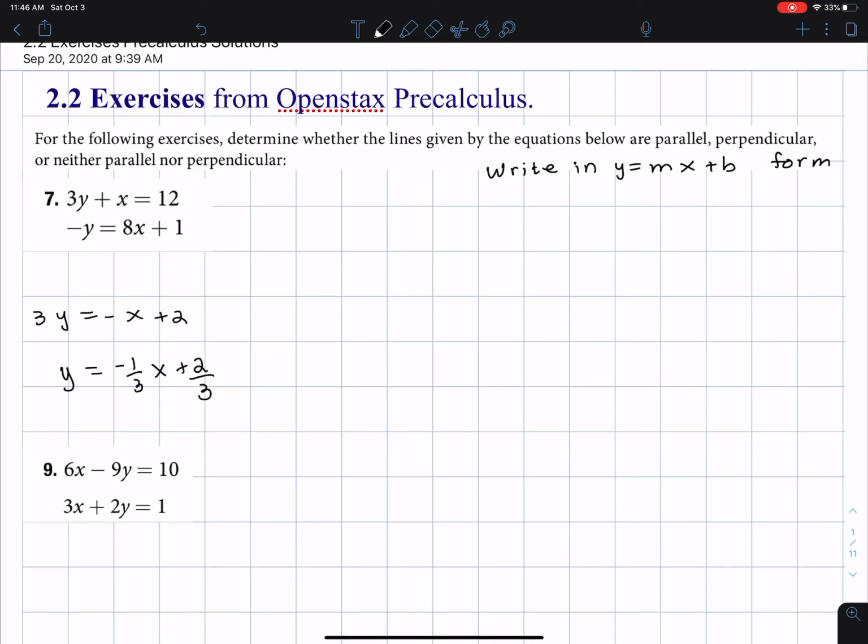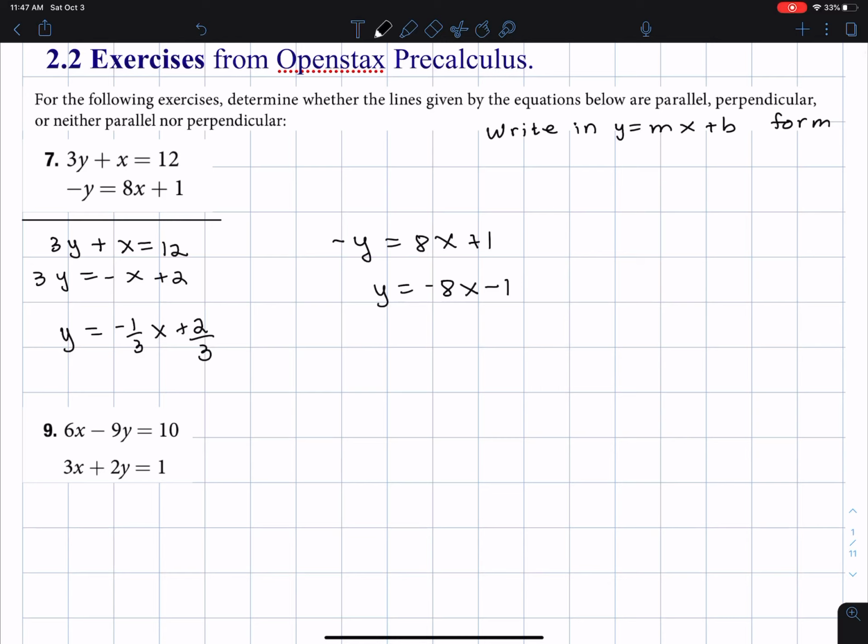Okay, so this is 3y plus x equals 12, so I'll start with that one. Now I look at the other line, and that's negative y equals 8x plus 1. If I multiply by negative 1, well, it's sort of funny that this is the first problem, but anyway, this line m1 has slope negative 1/3, and the second line, m2, is equal to negative 8. They're not the same, so m1 does not equal m2, so it's not parallel.